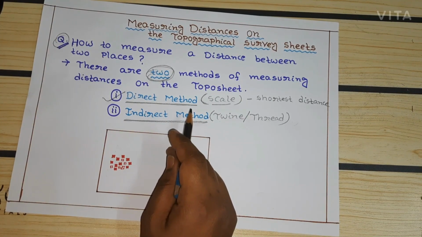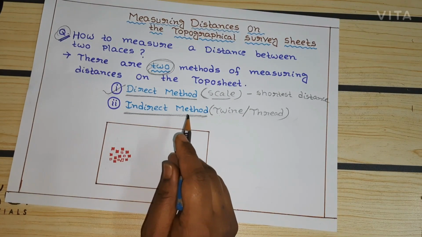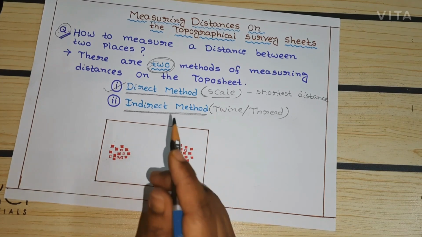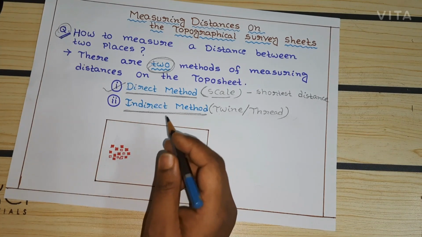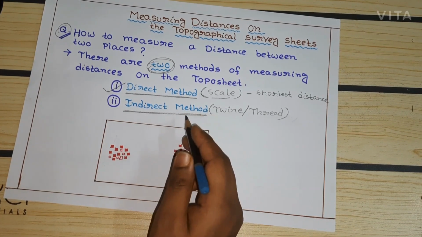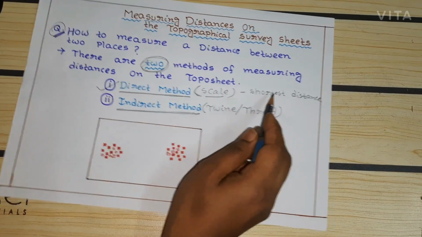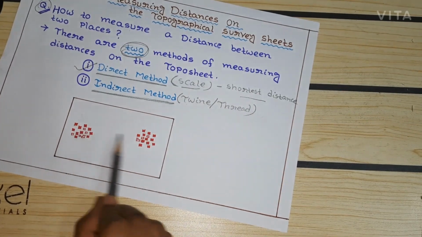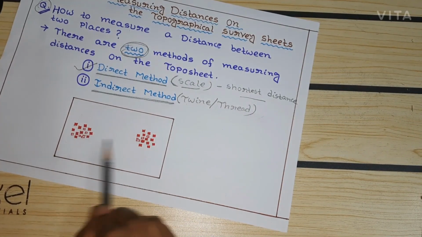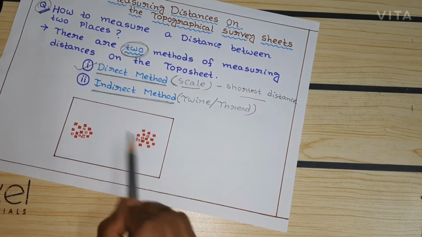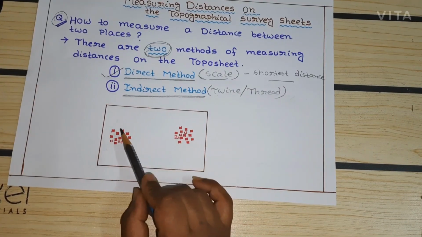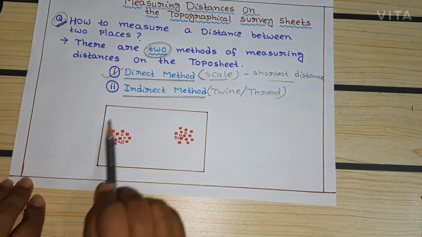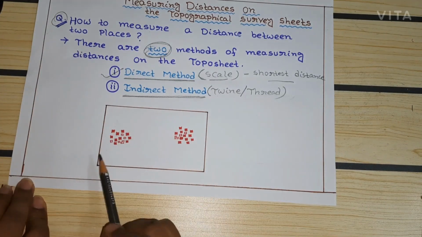We can say it's measuring distances in a straight line or as the crow flies. So as I told you, the phrase as the crow flies refers to the shortest distance, okay, between two given points. It can be measured directly by using the scale. So I will show you how to do this calculation including this particular feature.